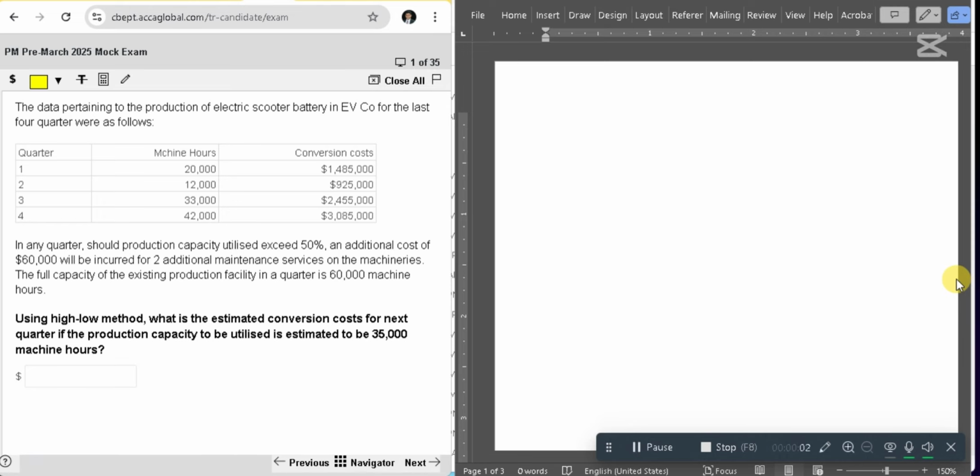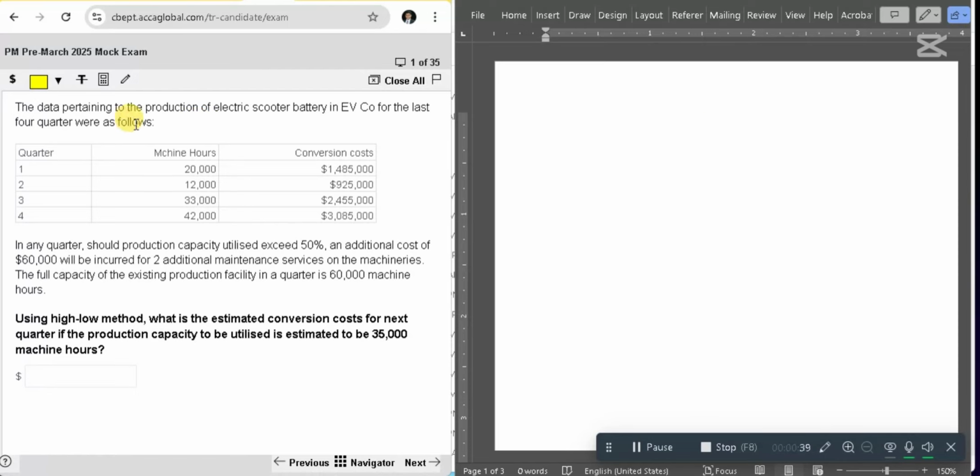Hi students, in this video we are going to see the section A questions of ACCA Performance Management pre-March 2025 mock exam. What is this pre-March 2025 mock exam? As you may be aware, before each exam session, ACCA publishes one mock exam for each subject specific to that exam session. So this is the mock exam they have published for March 2025 exam, and I am analyzing the section A questions here.